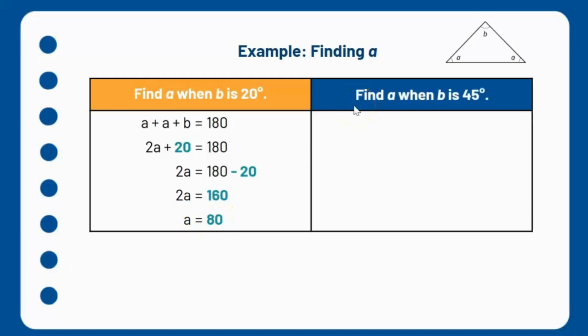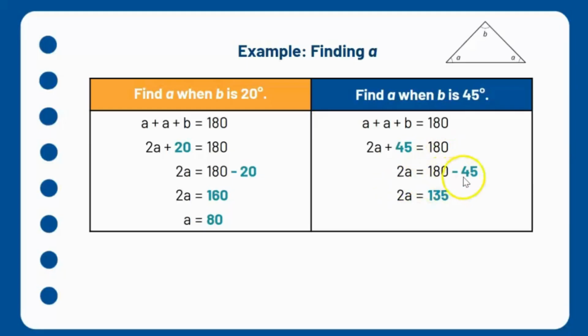Now let's find A when B equals 45. Remember, we start with A plus A plus B equals 180. Now we can substitute 45 in for B, which means our equation becomes 2A plus 45 equals 180. Remember that we're going to try to solve for A, so now we must subtract 45 from both sides, leaving us with 2A equals 135. Lastly, we need to divide both sides by 2, which gives us A equals 67.5.